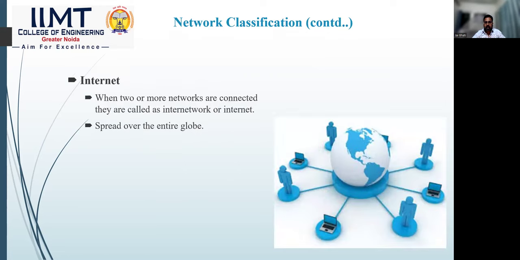Next one is the internet. When two or more networks are connected, they are called an internetwork or internet. The internet is also a collection of all the networks that is spread over the entire globe. Means all the interconnected networks which are spread over the entire globe.